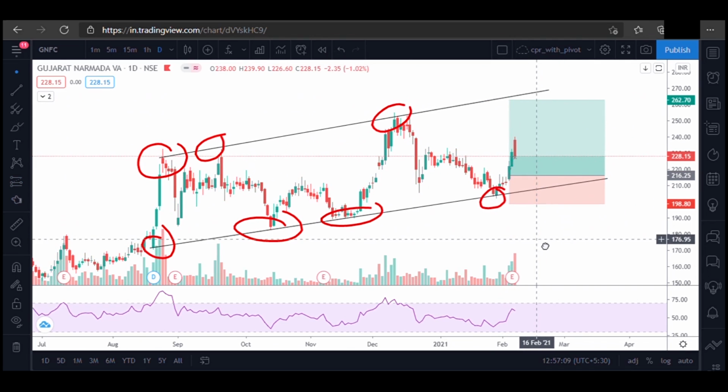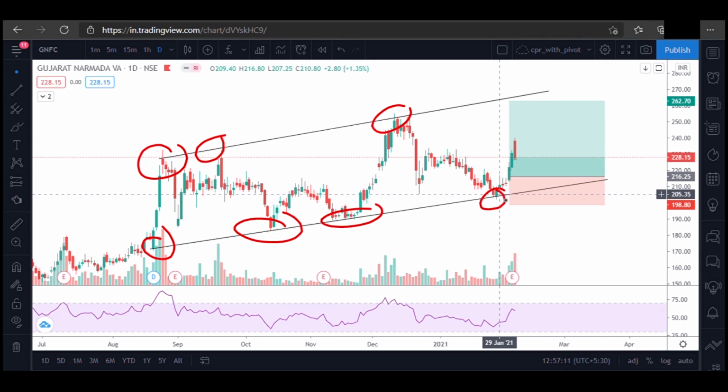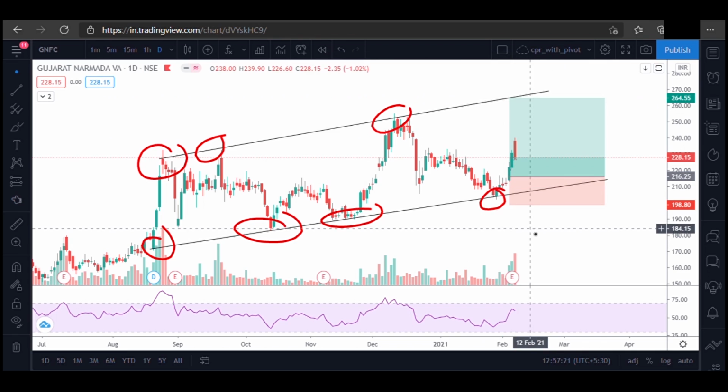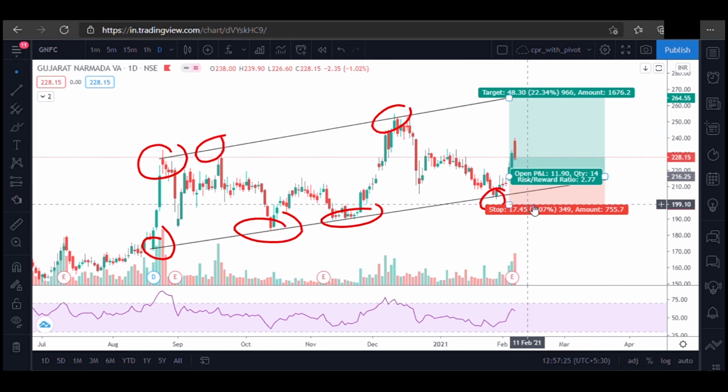Now why is my target here? Because it's the channel pattern. If the price starts moving up, it will go till the resistance line. So till this line. So I am planning to book profit here, and if it goes against my prediction, I have fixed the stop loss here.